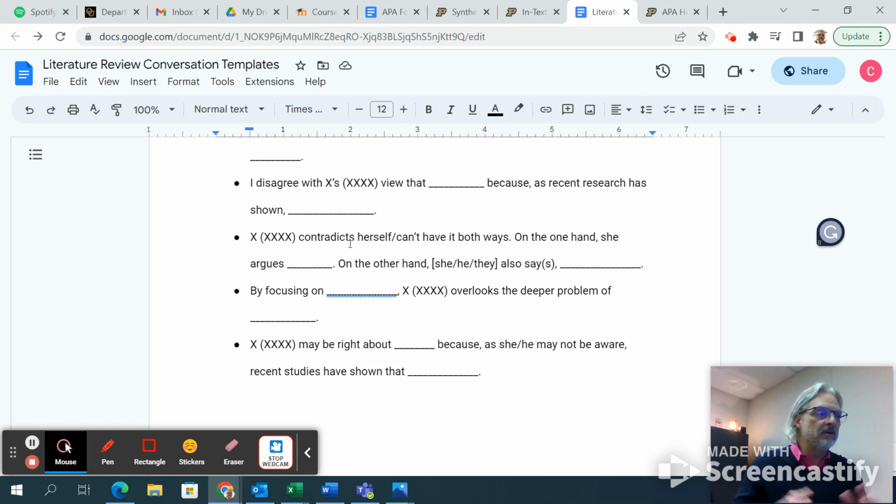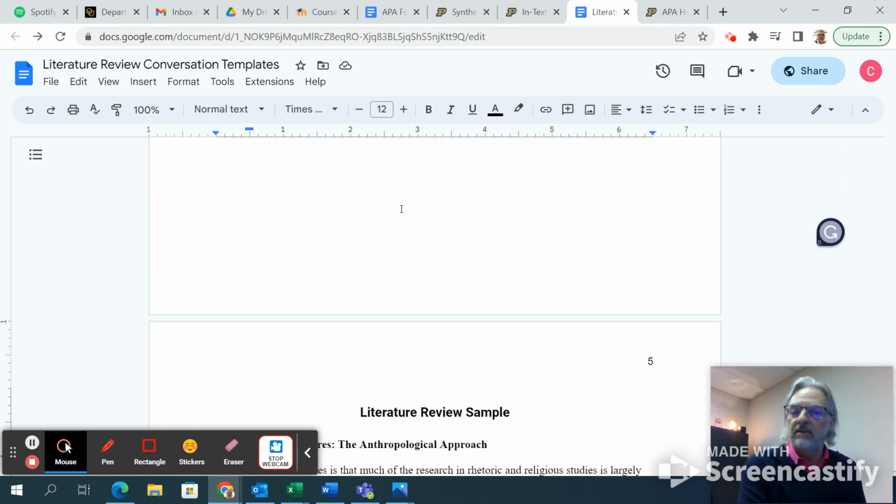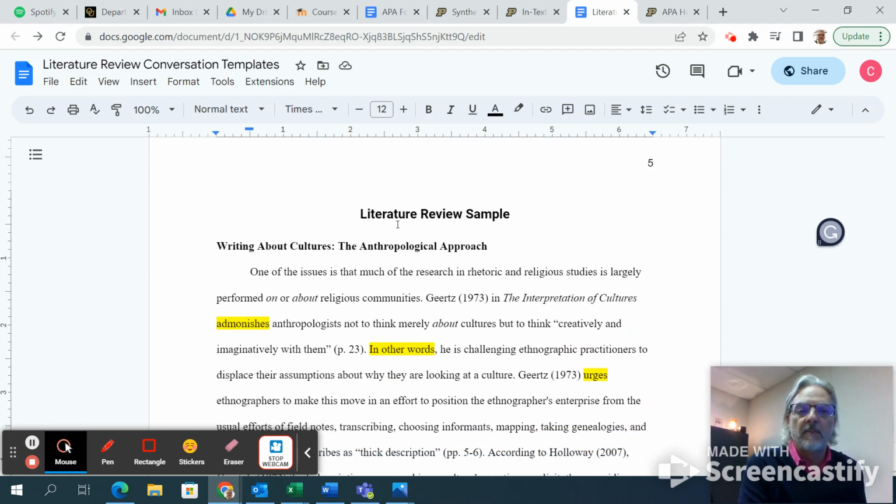Now I don't expect you to use them perfectly right out the gate when you start playing with these, but give yourself time. They're extremely helpful.